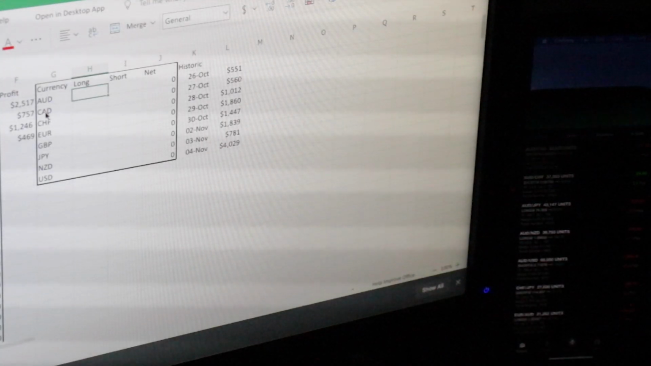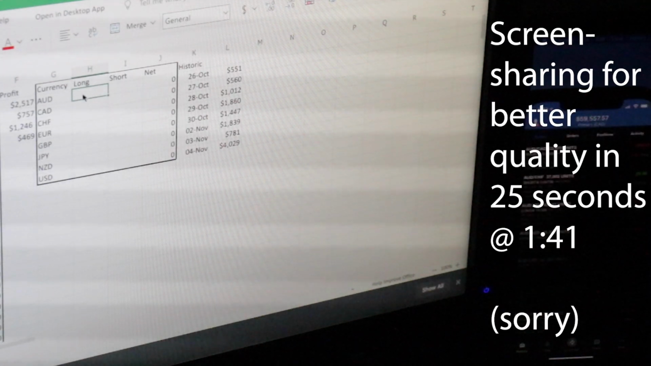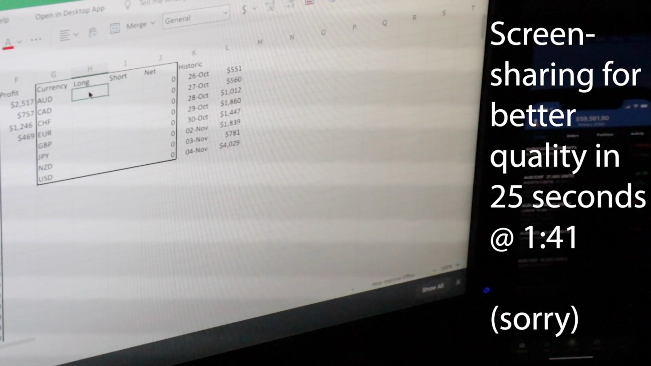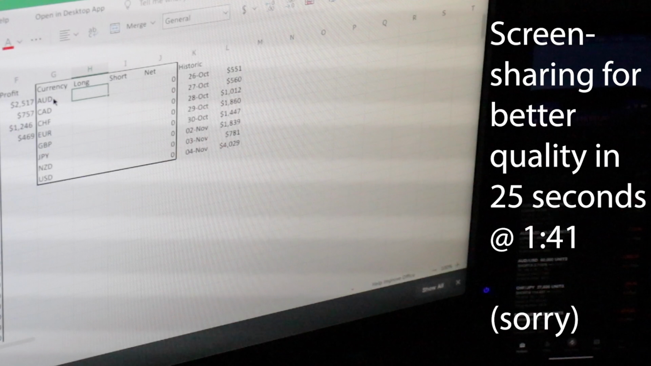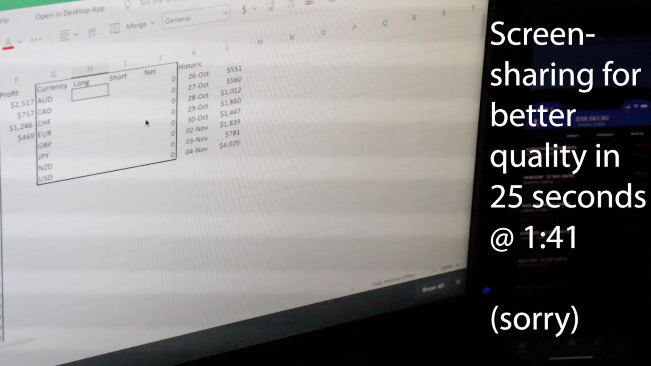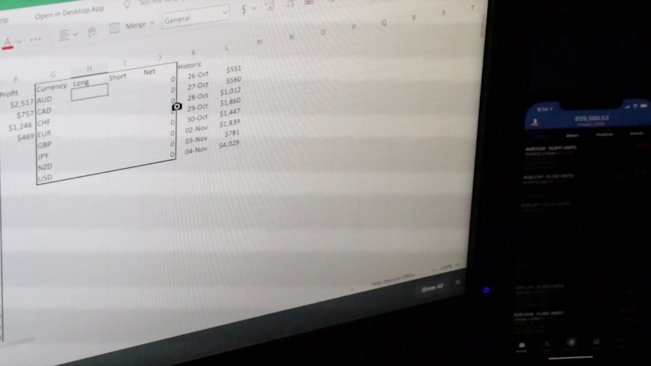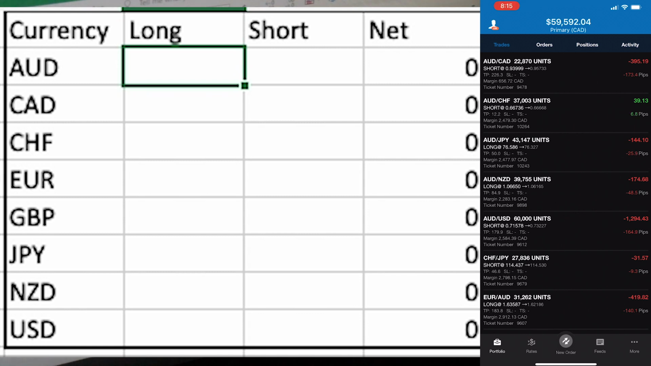So what I did is I made this little grid here in Excel and entered all the long positions I have in terms of how much margin is being used for each currency. For example, if you look at my phone on the right hand side, I will do screen sharing, so let's turn that on right now. There we go. Let's take a look at the first currency pair, Australia, Canada. In this case, I'm going short on the Australian dollar, which means I'm going long on the Canadian dollar.